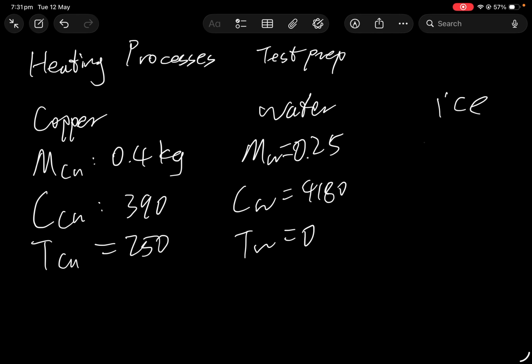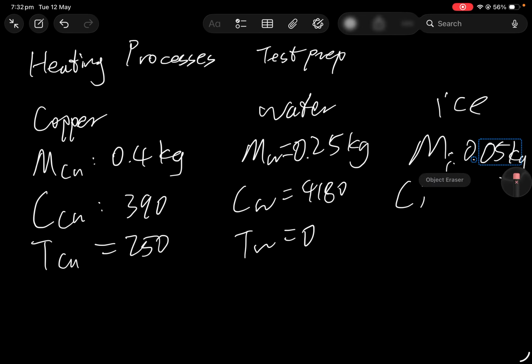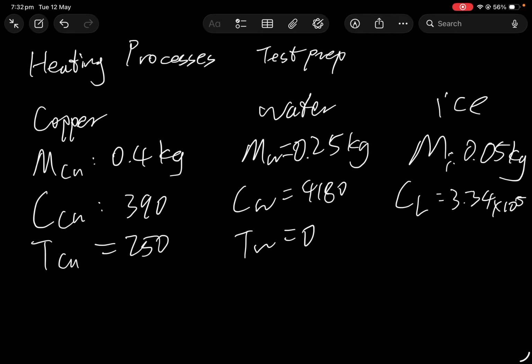Ice. Mass is 0.05 kilograms. C of ice, I actually don't need to know this because the ice is not increasing in temperature, so we don't need its specific heat. We're going to write L, the latent heat of ice, that is 3.34 times 10 to the power 5, from the formula sheet. The temperature of ice is 0.